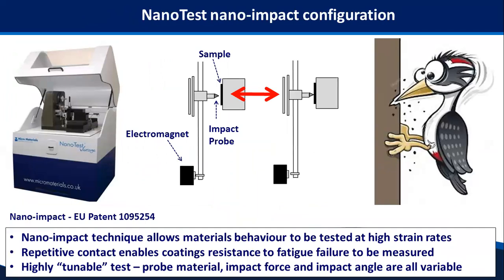We do that with our nanoscale impact test, and we can think of it very much like a woodpecker tapping at a tree. After a certain amount of tapping, the material is removed. And it's a very tunable test. You can modify the probe material, the force of impact, the energy of impact, and the angle of impact. They can all be set, and the time and number of impacts. These are all things that you can set.